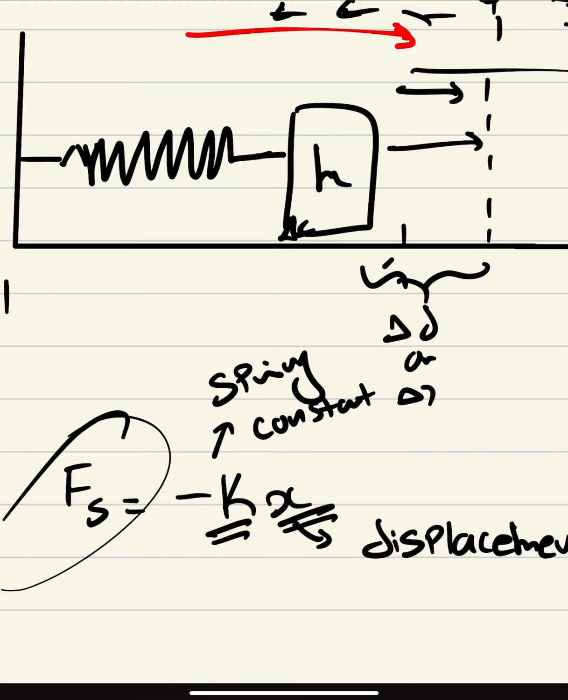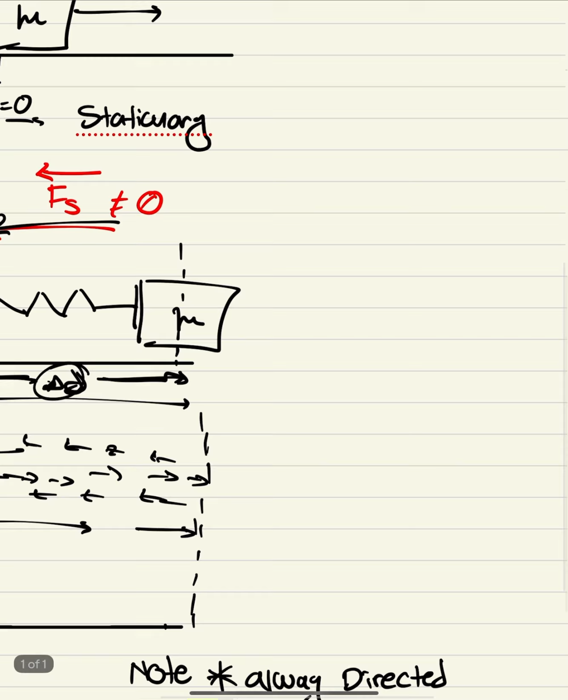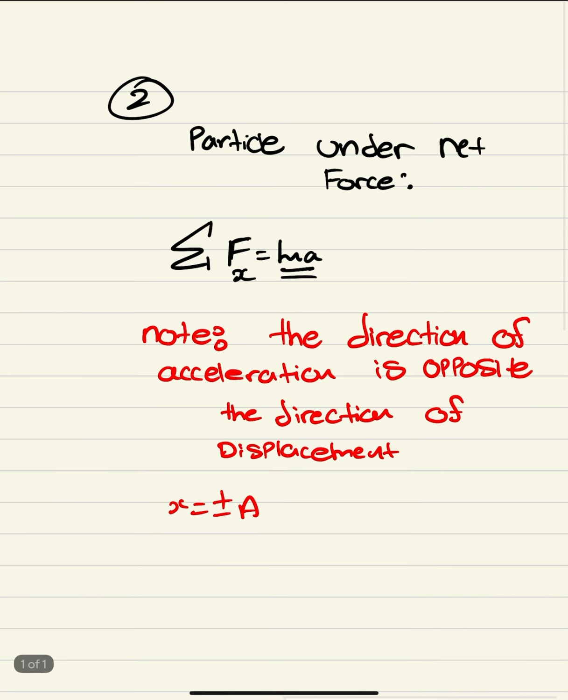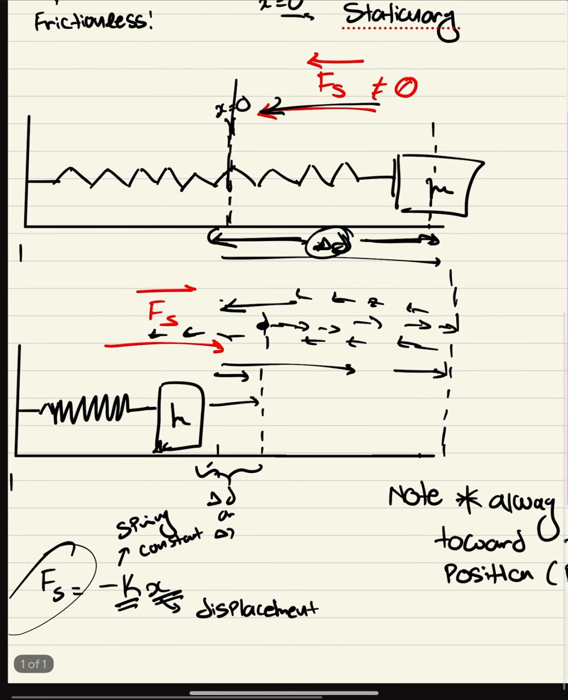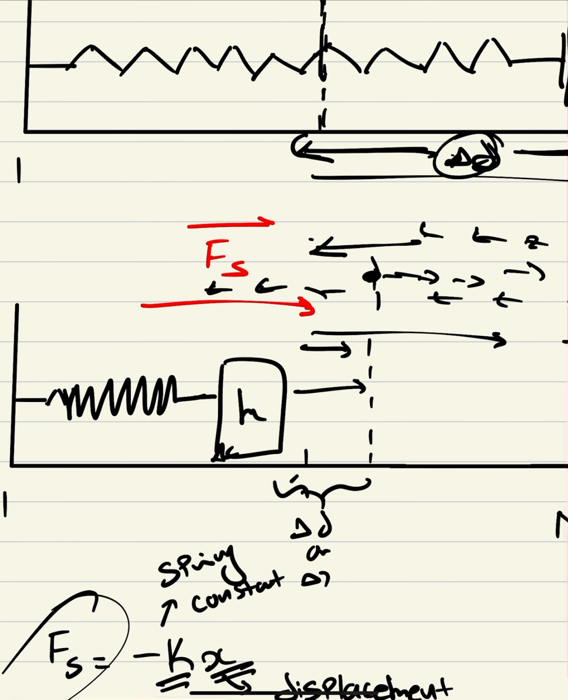That's a way to describe it: how stiff the spring is, how much tension the spring has. So that's what this k represents. It's a constant. It'll be mostly given to you, though sometimes you can solve for it as well. So now we can consider this to be a particle under net force, because there's this spring force acting on this particle.